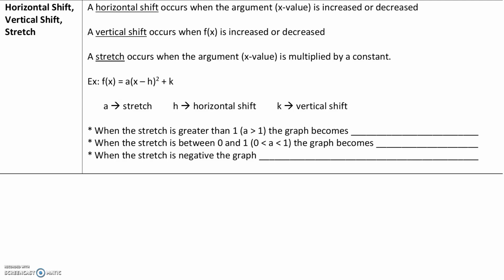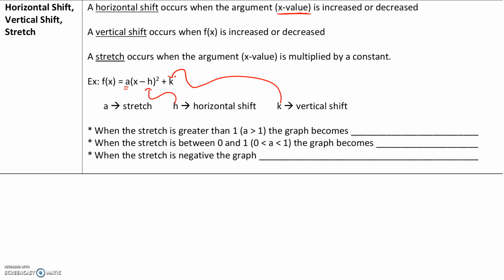Now a horizontal shift occurs when the argument, this is the x value, is increased or decreased. A vertical shift occurs when the whole function is increased or decreased, and a stretch occurs when the argument, again the x value, is multiplied by a constant. So this is an example of a transformation. We have the x value being multiplied by a constant, that is a stretch. The h, when the argument, the x value, is increased or decreased, creates a horizontal shift. So the horizontal shift is going to be the h. And then the k is going to be your vertical shift.